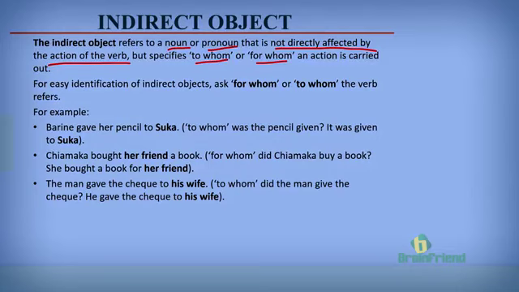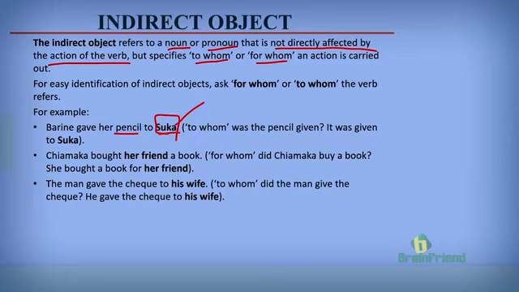Barine gave her pencil to Suka. Suka here is the indirect object of this sentence, while pencil is the direct object. Now, if I want to identify what the indirect object is from this sentence, I'll simply ask, to whom did Barine give her pencil? And the answer is, she gave her pencil to Suka. So Suka is the indirect object.